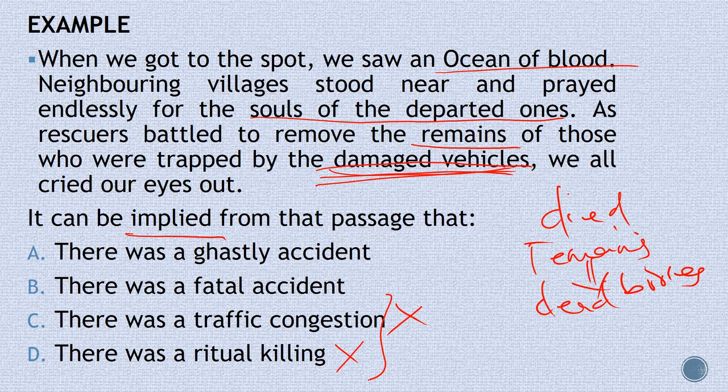A, there was a ghastly accident. B, there was a fatal accident. Now, do you know why there is an accident? Look at the question. Who were trapped in the damaged vehicle? So because of that particular choice of words, which is the diction of the examiner, damaged vehicle, trust me, there is an accident. But you now ask yourself a question, what kind of accident?